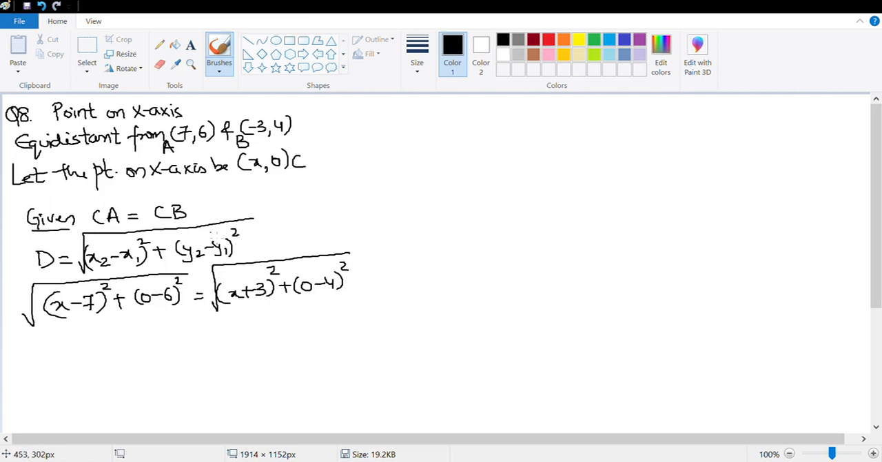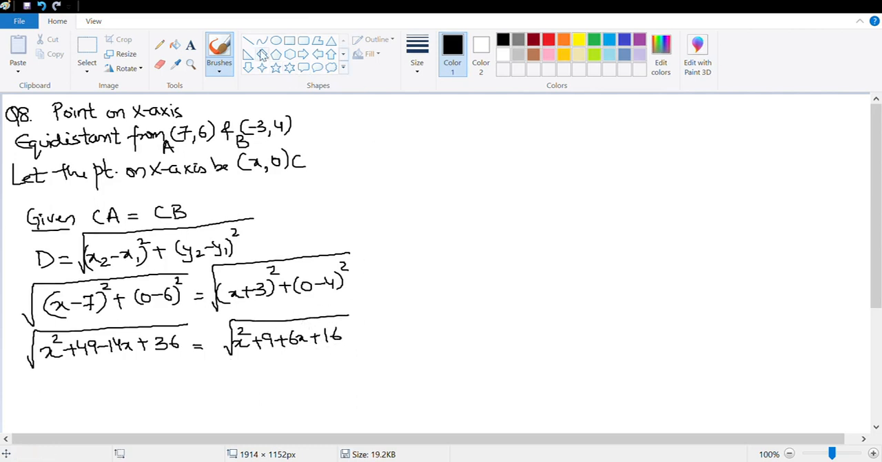Let's open this bracket. So this will be x square plus 49 minus 14x plus, that's negative 6 square, that's 36. The square root of this is equal to x square plus 9 plus 6x plus negative 4 whole square, that's 16, the square root of this. Let's square both sides. So if I square both sides, then the square root sign from both sides disappears, which means what I have is x square minus 14x plus 49 plus 36, that's 85.